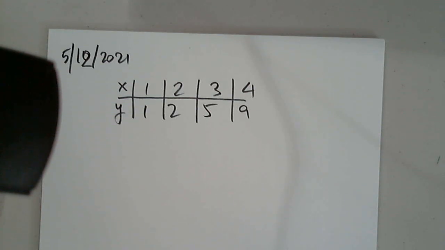So here it is in stats. Edit. Clear list L1. Clear list L2. And enter 1, 2, 3, 4, exactly in the same appropriate order because they are ordered pairs together, right? 1, 2, 5, and 9.